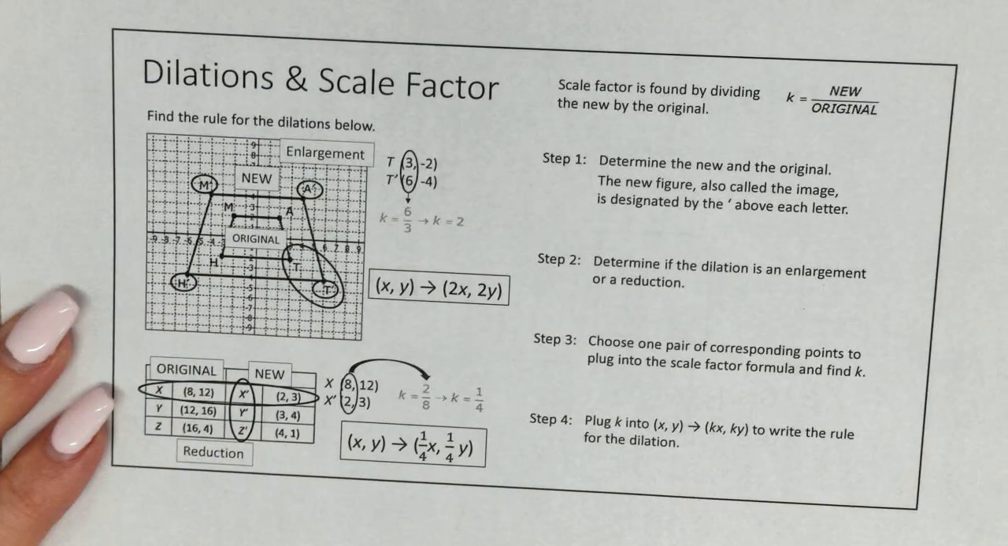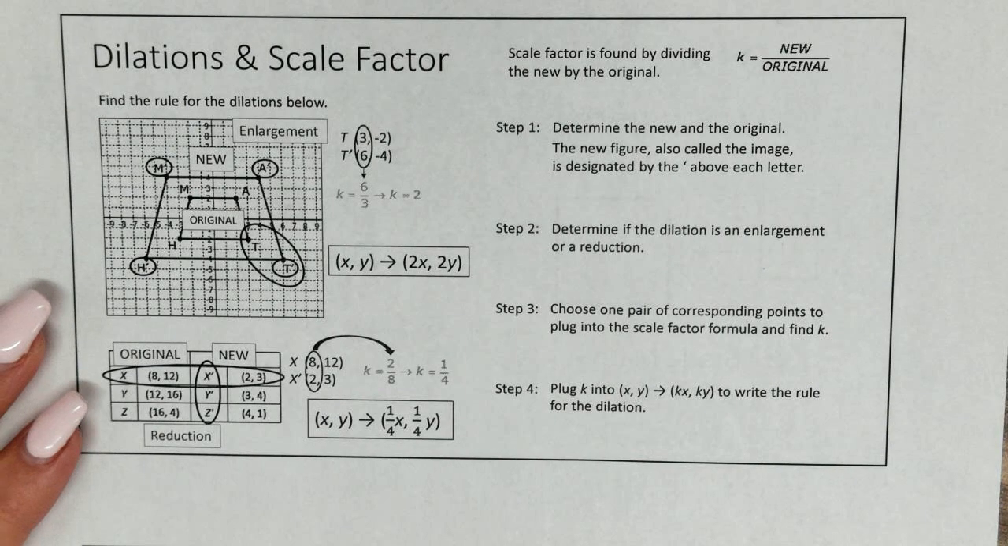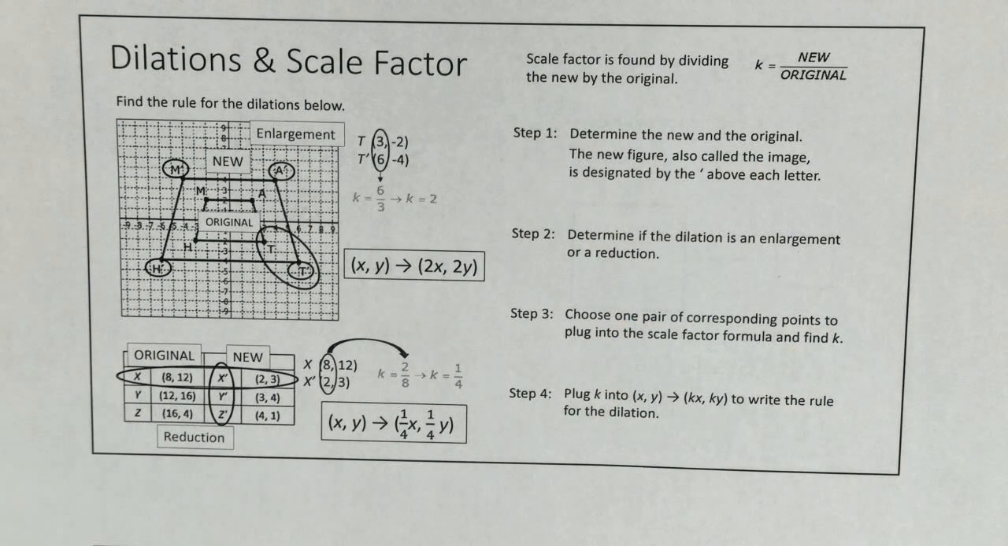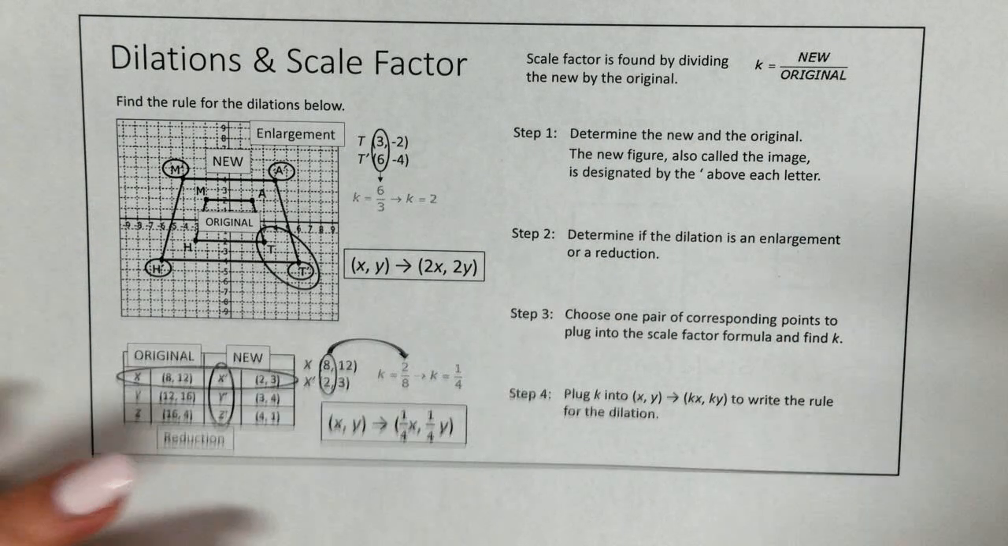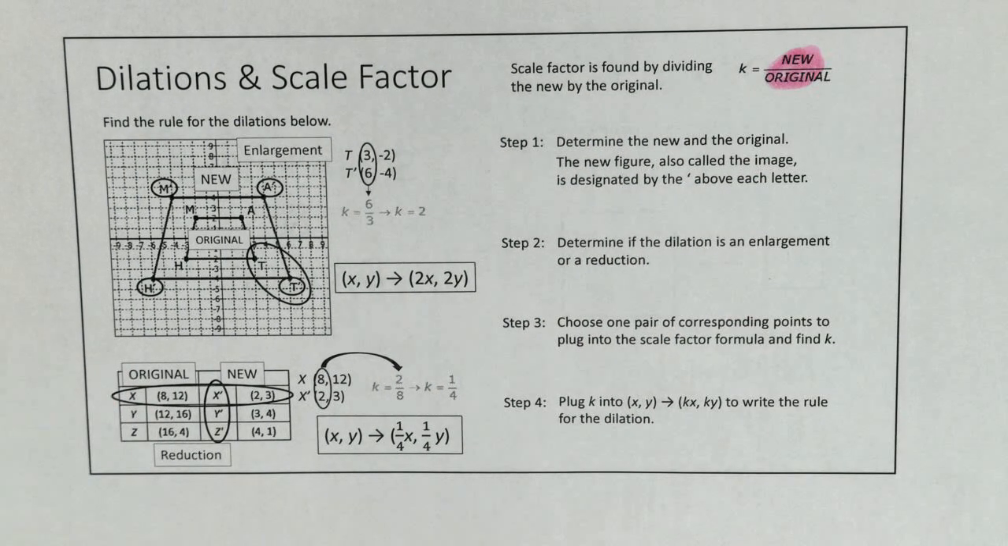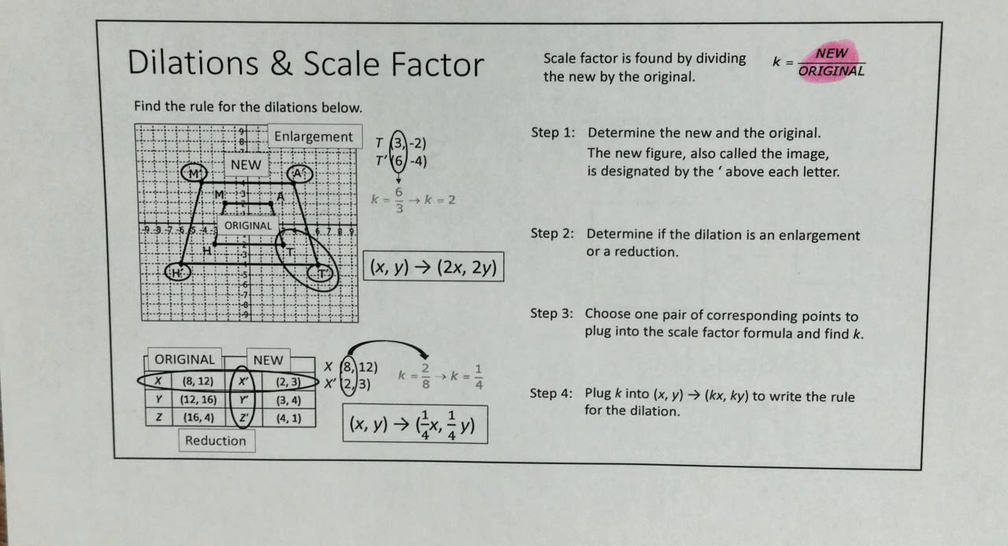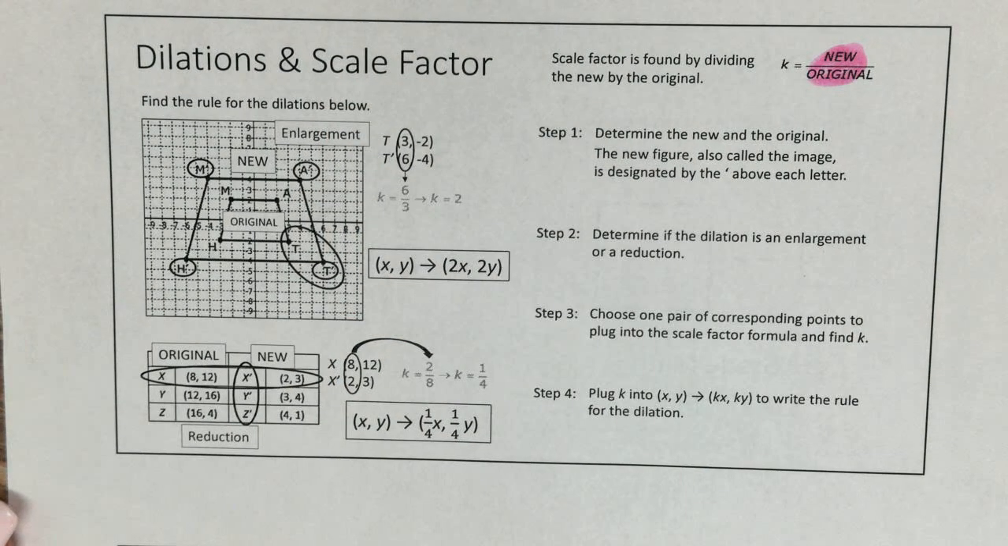All right, turn to the back. A scale factor is found... So if they ask you for the scale factor, it is found by doing new over old. That says new over original, but it's the same thing. New over old. Everybody good with that? If they give you a picture, you take 2 points that are in the same spot. So A to A, B to B, makes sense? And you do new over old.